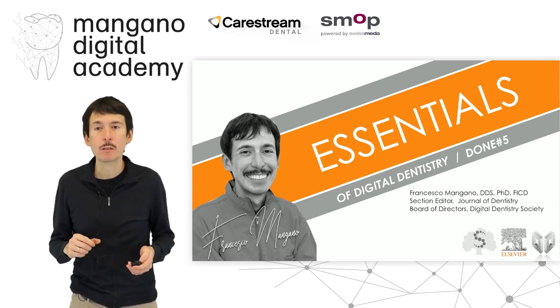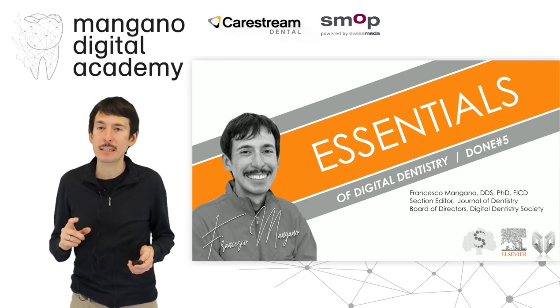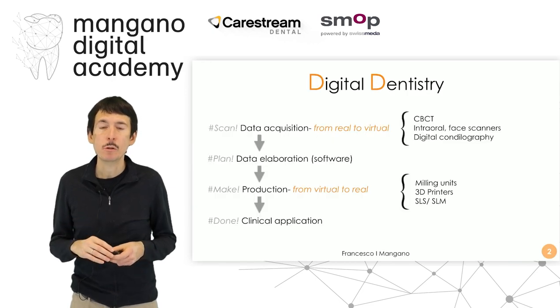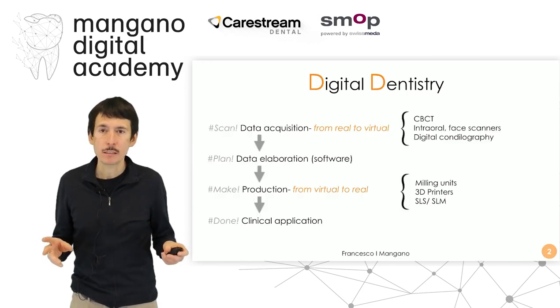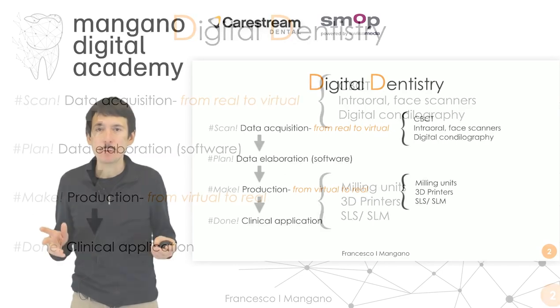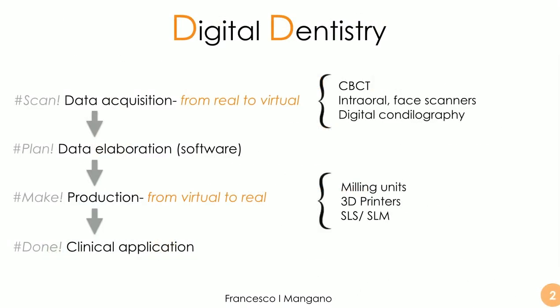But before talking about artificial intelligence, let's go back a little bit to the workflow and to the path of digital dentistry. We have a scan phase for data acquisition, which goes from real to virtual thanks to cone-beam computed tomography, intraoral scanner, digital condylography. Then, after we have acquired all data three-dimensionally of our patient, we have our virtual patient, we can make our plan. So we can elaborate data by means of software. We have software for prosto, software for ortho, software for surgery.